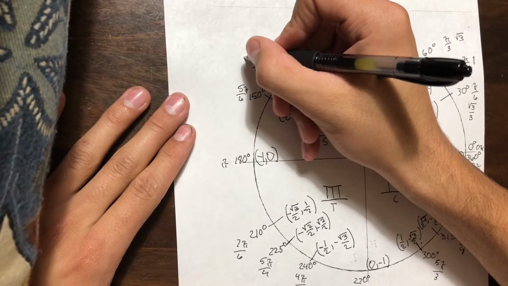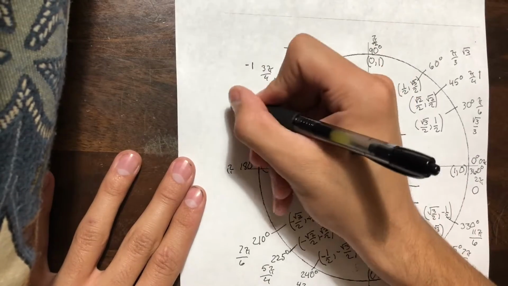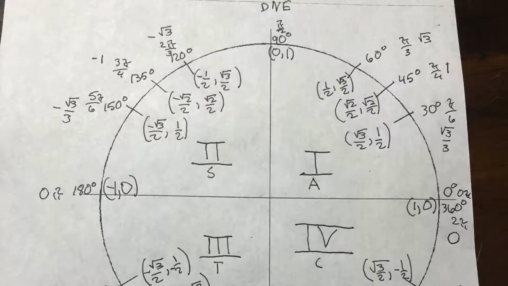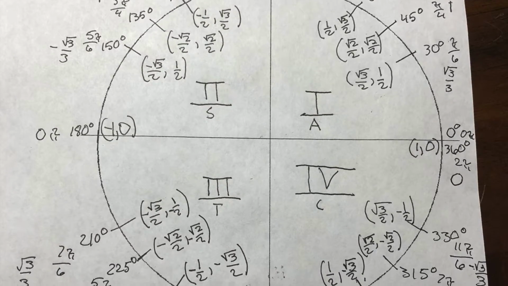And then you just go around and you do the same thing as you did for sine and cosine and fill in all your tangent. And that is all the steps of creating the unit circle, and this is the final product with everything filled in on it.